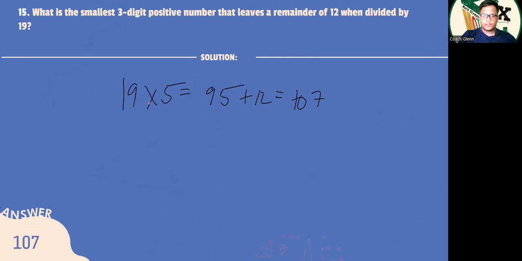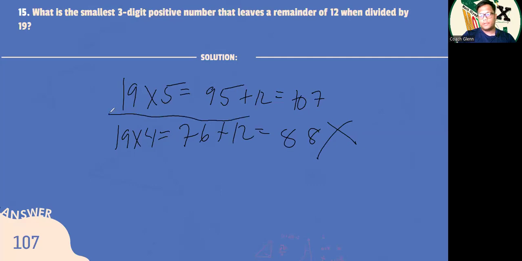Again, we just find the smallest number that we can multiply to 19 that it's still a three-digit when you add 12, okay? Because if we try 19 times 4, that's equal to 76. And 76 plus 12, that's equal to 88. So 88 is not a three-digit, that's why it's an error. So this is the smallest three-digit number that we can have a remainder of 12 when divided by 19.